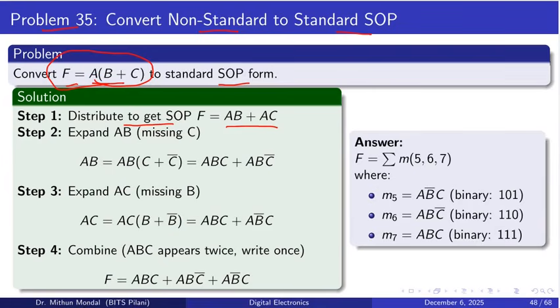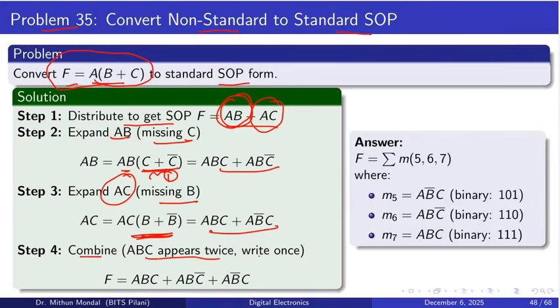Now expand the AB because in this term we have the missing C. So we multiply C plus C bar with AB because this is equal to 1, and then we expand it. Similarly, in the term AC we are missing B. So we multiply by B plus B bar and then expand it. Now combine the expressions, we see that ABC appears twice and we write it once. So we get this expression.